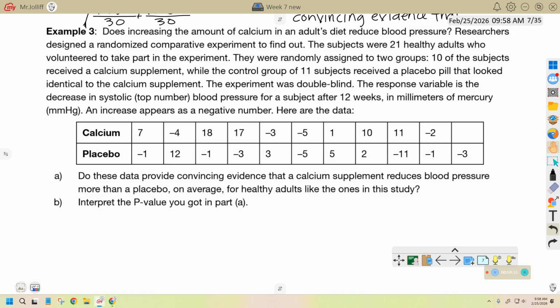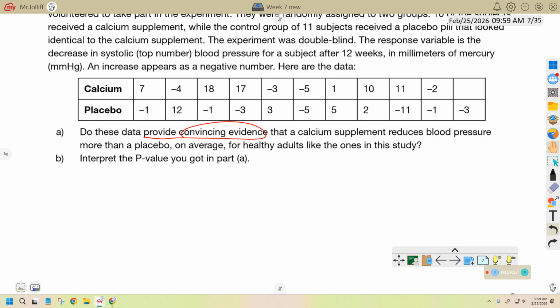So, I see the keywords that are telling me this is a significance test. What keywords are telling me significance test? Yes, very good. Provide convincing evidence. I know that's asking me to test a claim. I should identify what the claim is, what the parameters are. And in this case, it says that calcium supplements reduce blood pressure more than a placebo.